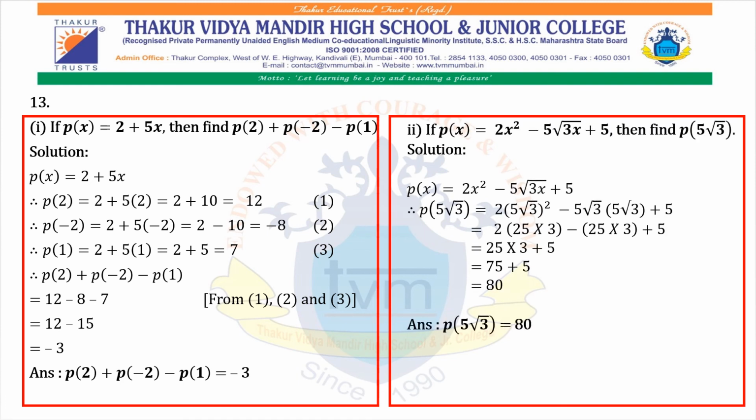Second, if P of x is equal to 2x square minus 5 root 3x plus 5, then find P of 5 root 3. Solution. P of x is equal to 2x square minus 5 root 3x plus 5. So we will substitute 5 root 3 instead of x. So P of 5 root 3 is equal to 2 into 5 root 3 square minus 5 root 3 into 5 root 3 plus 5. So 2 into 25 into 3 minus 25 into 3 plus 5 is equal to 25 into 3 plus 5, that is 75 plus 5 will get 80. So P of 5 root 3 is equal to 80.